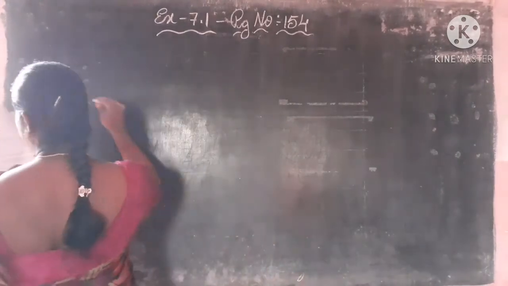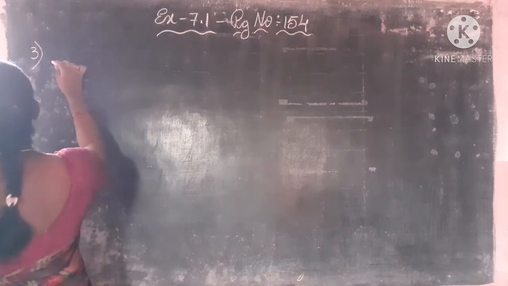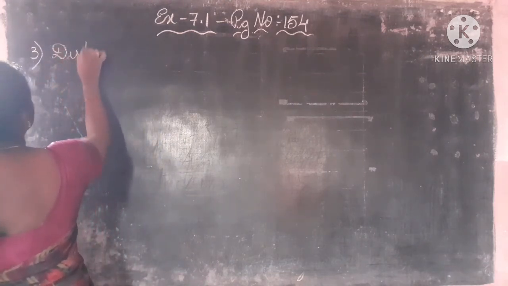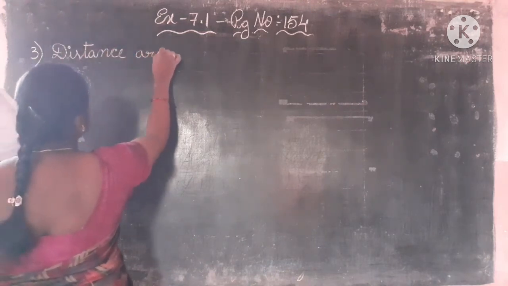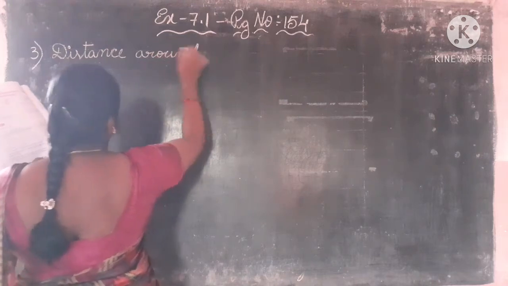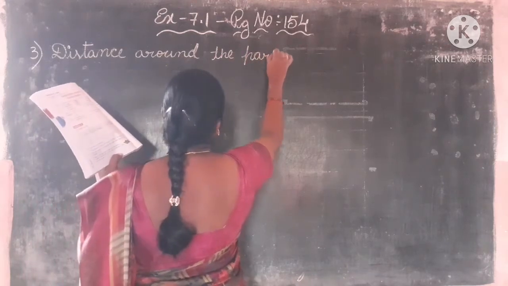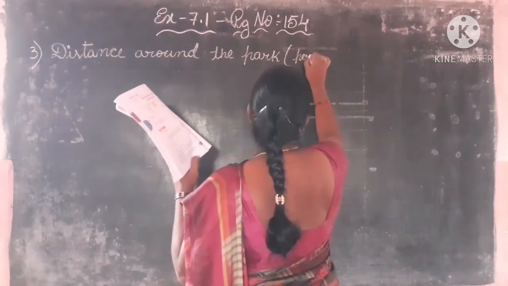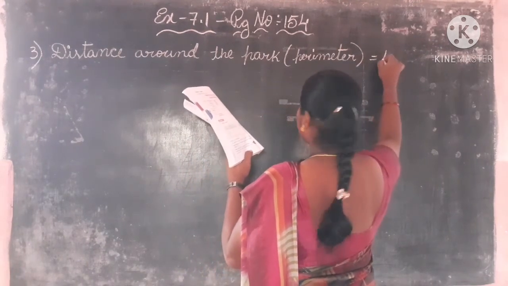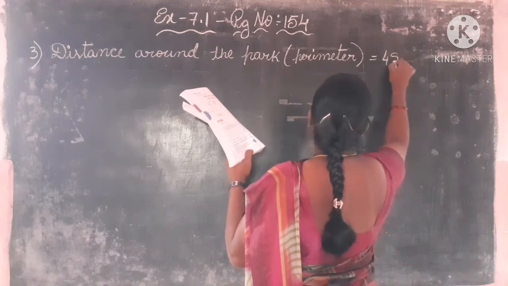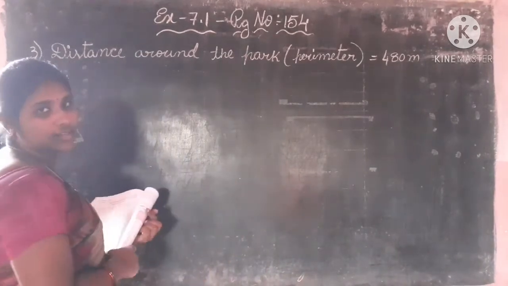So how do we write the steps here? See the solution for the third question. Distance around the park means what? Perimeter of the park. That is perimeter. So perimeter is given. How many meters is it? 480 meters.